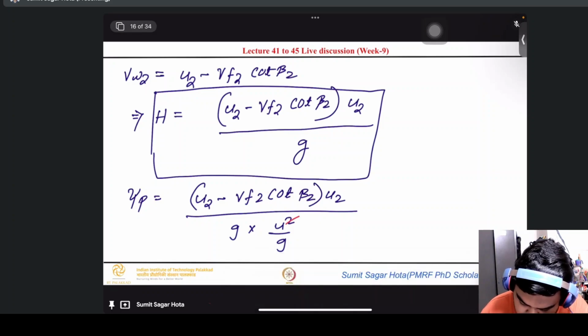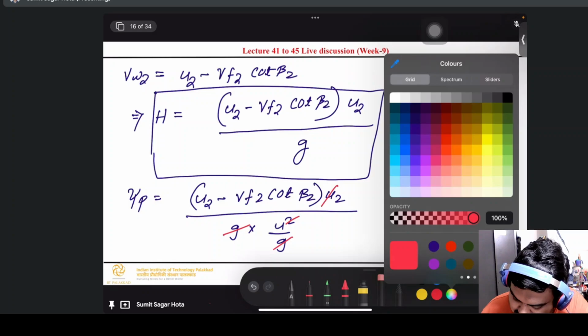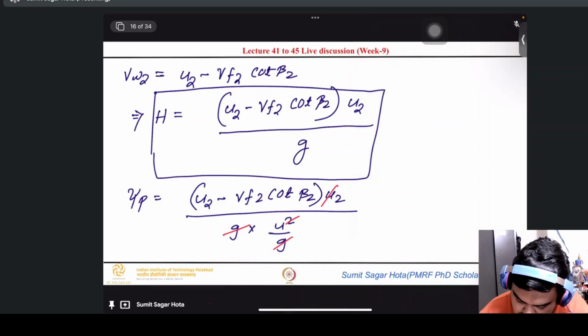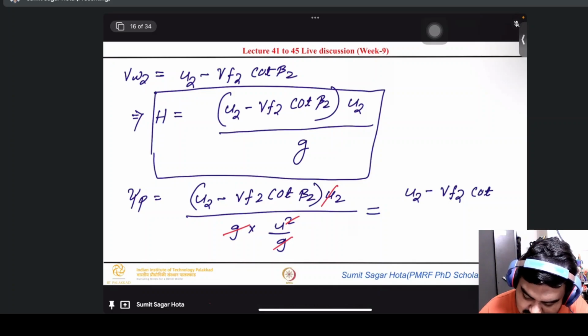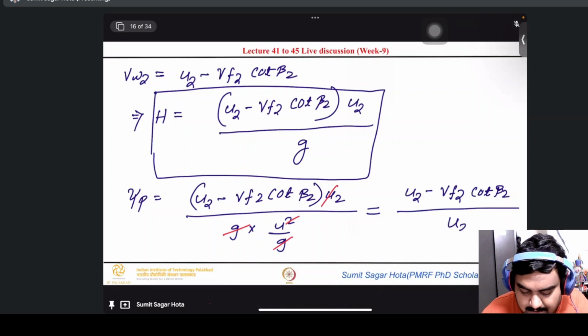So psi p is equal to U2 minus Cf2 into cot beta 2, divided by U2. Now let's just rearrange.